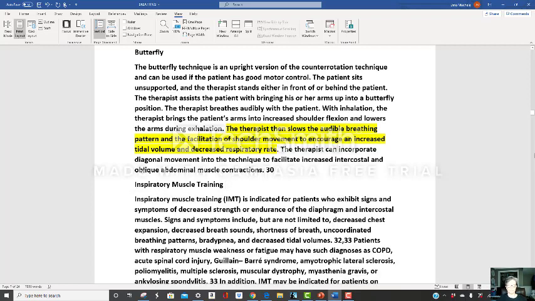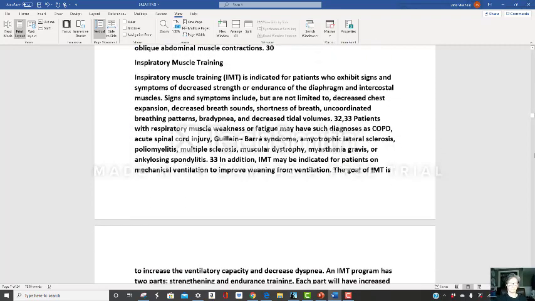Signs and symptoms include, but are not limited to, decreased chest expansion, decreased breath sounds, shortness of breath, uncoordinated breathing patterns, bradypnea, and decreased tidal volumes. Patients with respiratory muscle weakness or fatigue may have such diagnoses as COPD, acute spinal cord injury, Guillain-Barré syndrome, amyotrophic lateral sclerosis, poliomyelitis, multiple sclerosis, muscular dystrophy, myasthenia gravis, or ankylosing spondylitis. In addition, IMT may be indicated for patients on mechanical ventilation to improve weaning from ventilation.